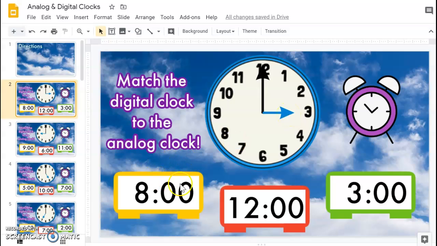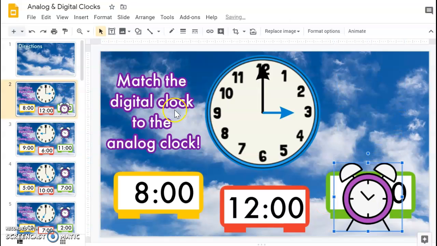So I'm going to look down at my yellow, red, and green digital clocks, and I'm going to find the one that says 3 o'clock. I'm going to take my alarm clock and drag it right over top of the 3 o'clock.